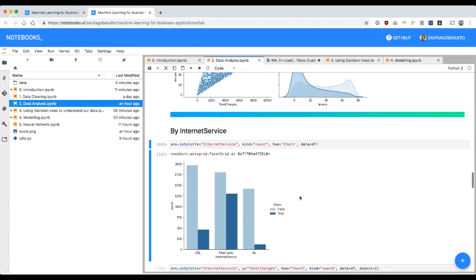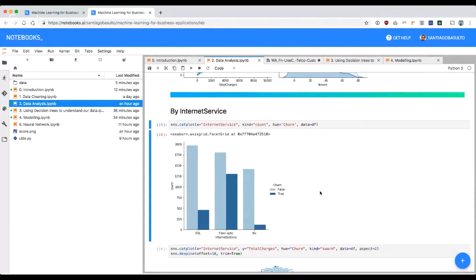But some other things we found, again, doing some quick exploratory data analysis, is that if we divide the type of internet service that the customers are using, we see that the highest churn is found on those customers that have fiber optic. So those customers with fiber tend to leave our service. So it's a higher probability that the customer is going to leave for fiber.